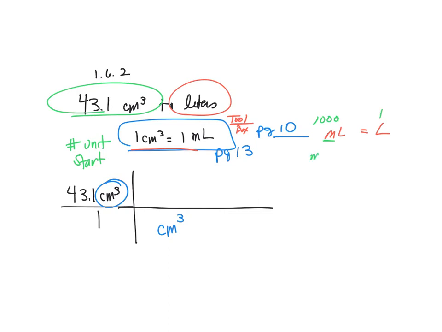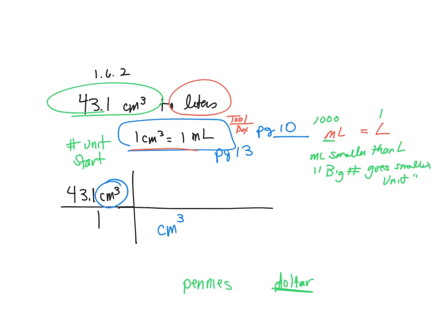So milliliter is smaller than liter. And so I always remember that the big number always goes with the smaller unit. Okay, so think about it. What's bigger? And the letters are always your unit. Are pennies or a dollar bigger? Okay, so we all agree that a dollar is bigger than pennies, right? And how many pennies are there in a dollar? 100 pennies in $1. And this is a conversion factor and they equal each other. But you see how the bigger number goes with the smaller unit because it makes it up.